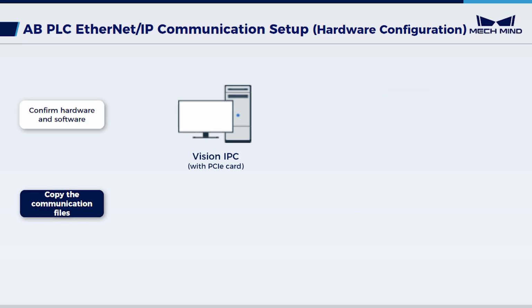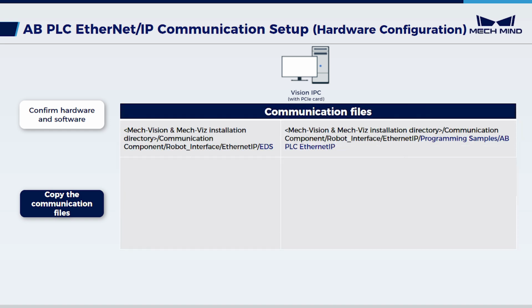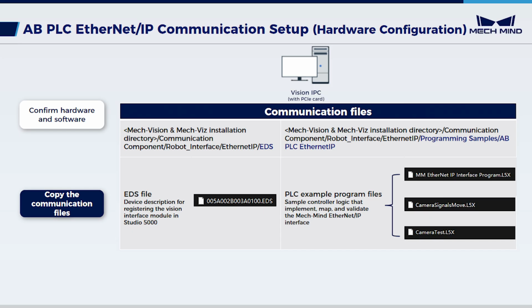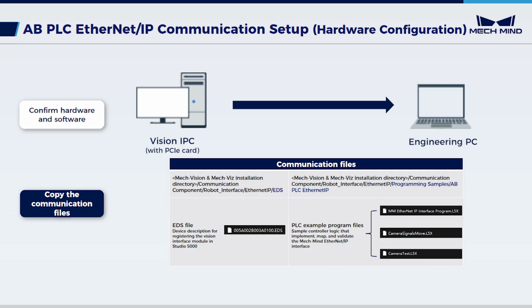Also, on the Vision IPC, locate the required communication files under the Mech-Vision and Mech-Viz installation folder, including the EDS file and the PLC example program files. In this case of hardware-based communication, we use the EDS file as shown. In addition, 3 example program files are included. Copy these files from the Vision IPC to the engineering PC used for AB PLC programming for later import.